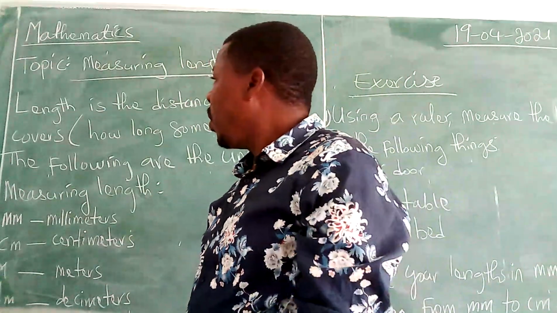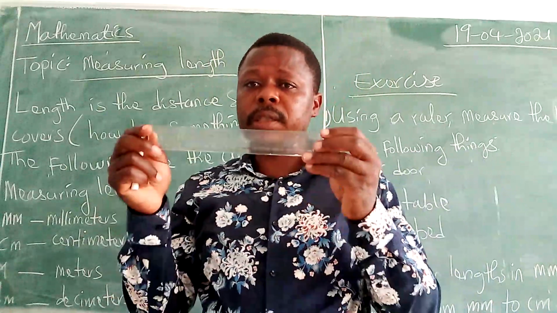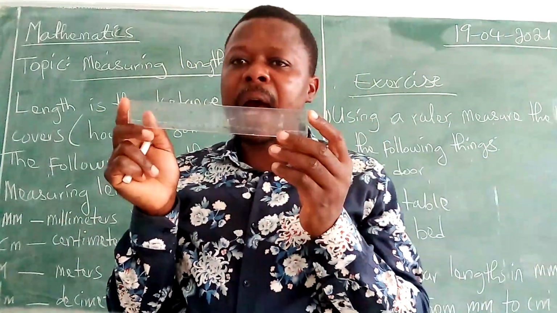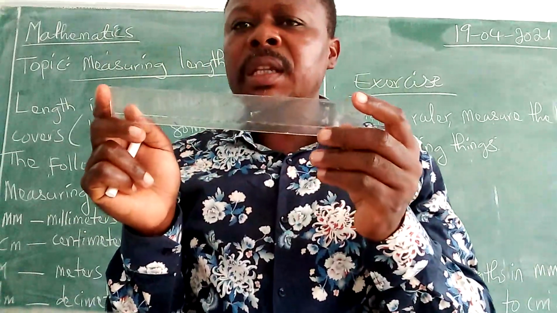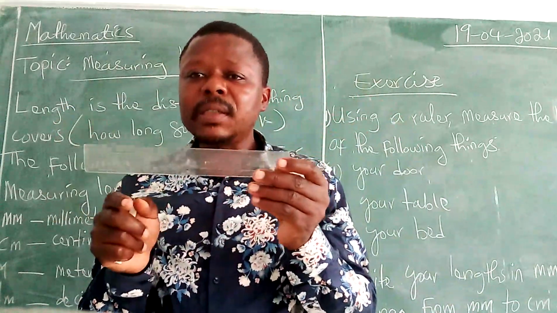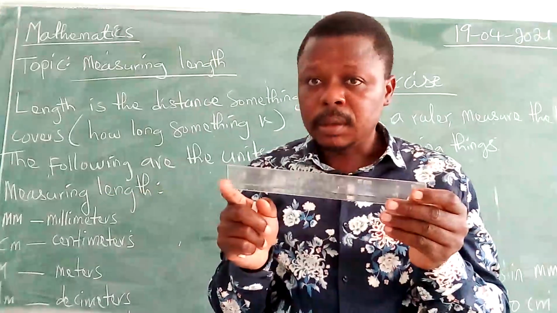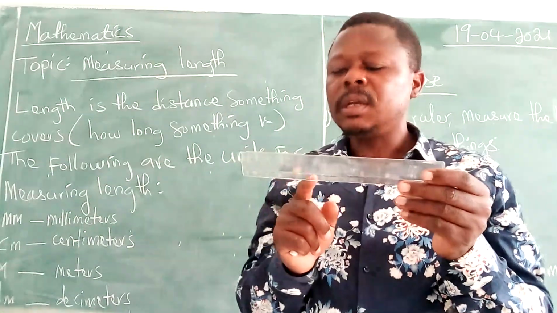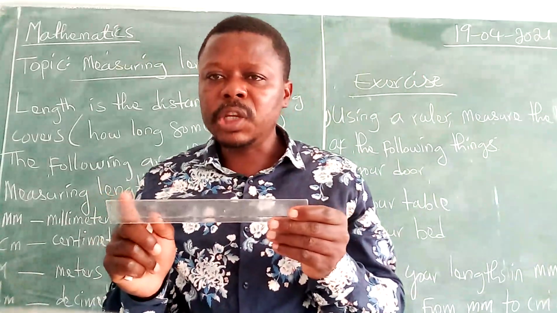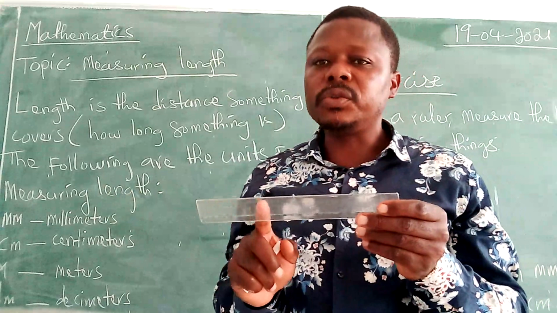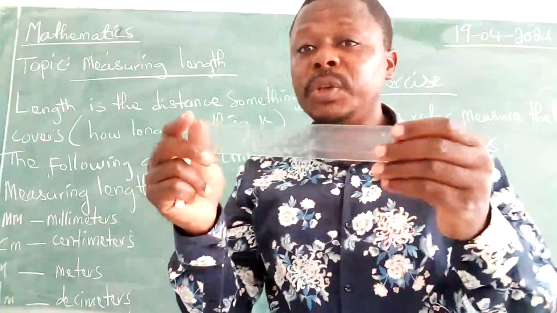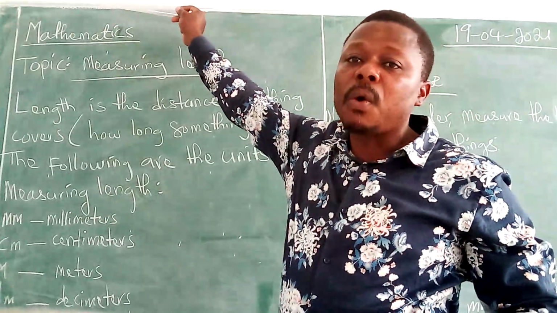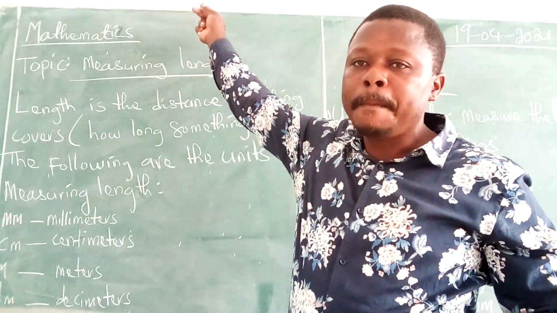Now, to measure our length, we need a ruler. And on a ruler, our ruler is marked in centimeters. So we have from 0 to 1 is 1 centimeter. 1 to 2, 2 centimeters. Just like that with your ruler. So you can use your ruler, you measure in centimeters, and then you can convert to meters.